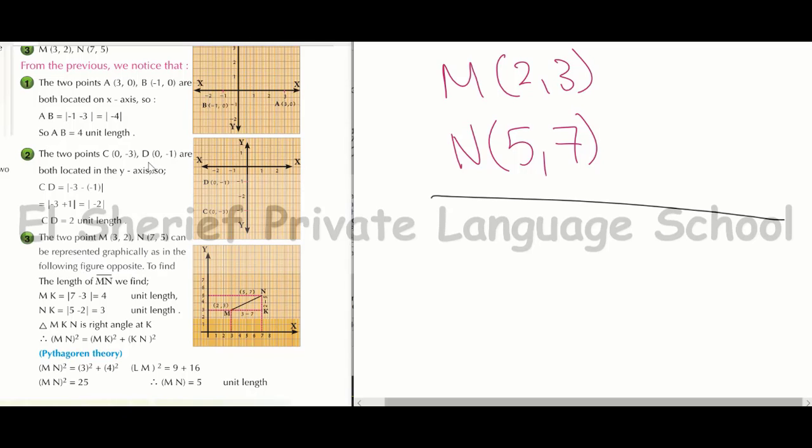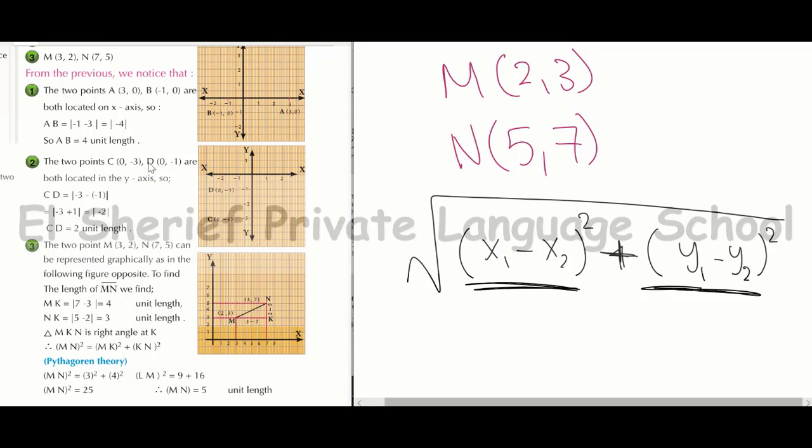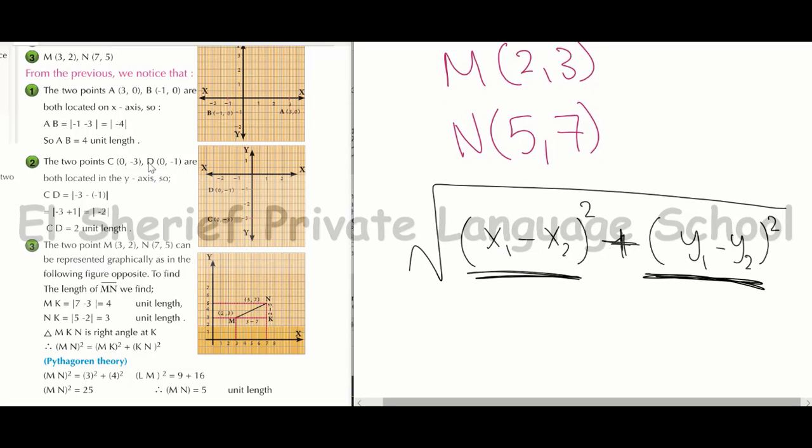the distance between any 2 points on the orthogonal coordinates equals the square root of the square of the difference between the x coordinates plus the square of the difference between the y coordinates. It means what? Square root of the square of the difference between x1 and x2 plus the square of the difference between y1 and y2. This rule is the rule for the distance between any 2 points on the orthogonal coordinates.